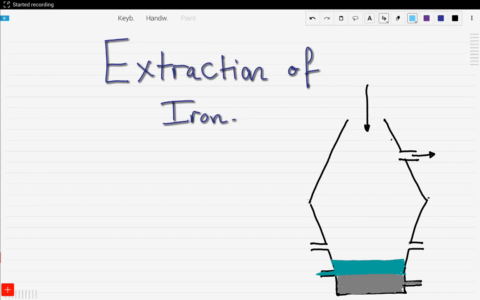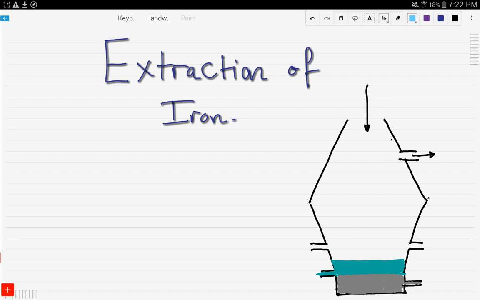So now let's talk about the extraction of some metals. Well, we talked about the reactivity of metals and we said that not all metals are of the same reactivity. So extraction of highly reactive metals is very hard and it's done through a process called the electrolysis of molten purified ore. And this process is very difficult to handle and at the same time is very expensive.